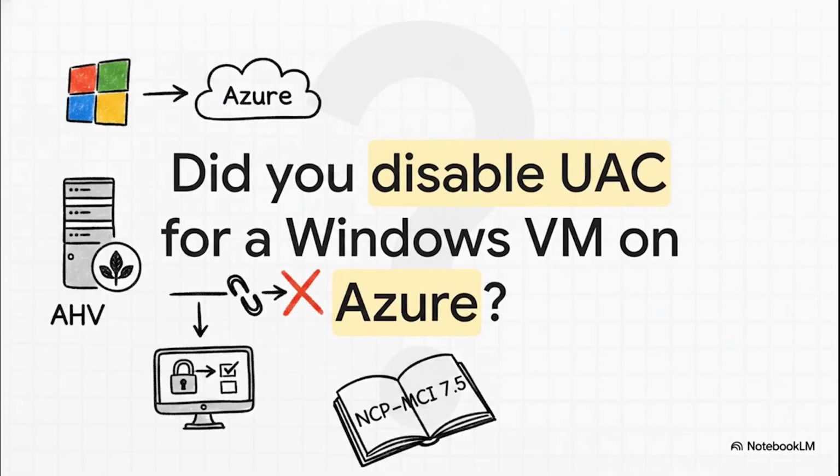To leave you with a quick, active recall test, if you're staring at an exam scenario where a Windows VM on Azure is migrating to AHV and is suddenly failing during preparation, what specific setting did you forget? Did you remember to disable UAC for the Windows administrator user?